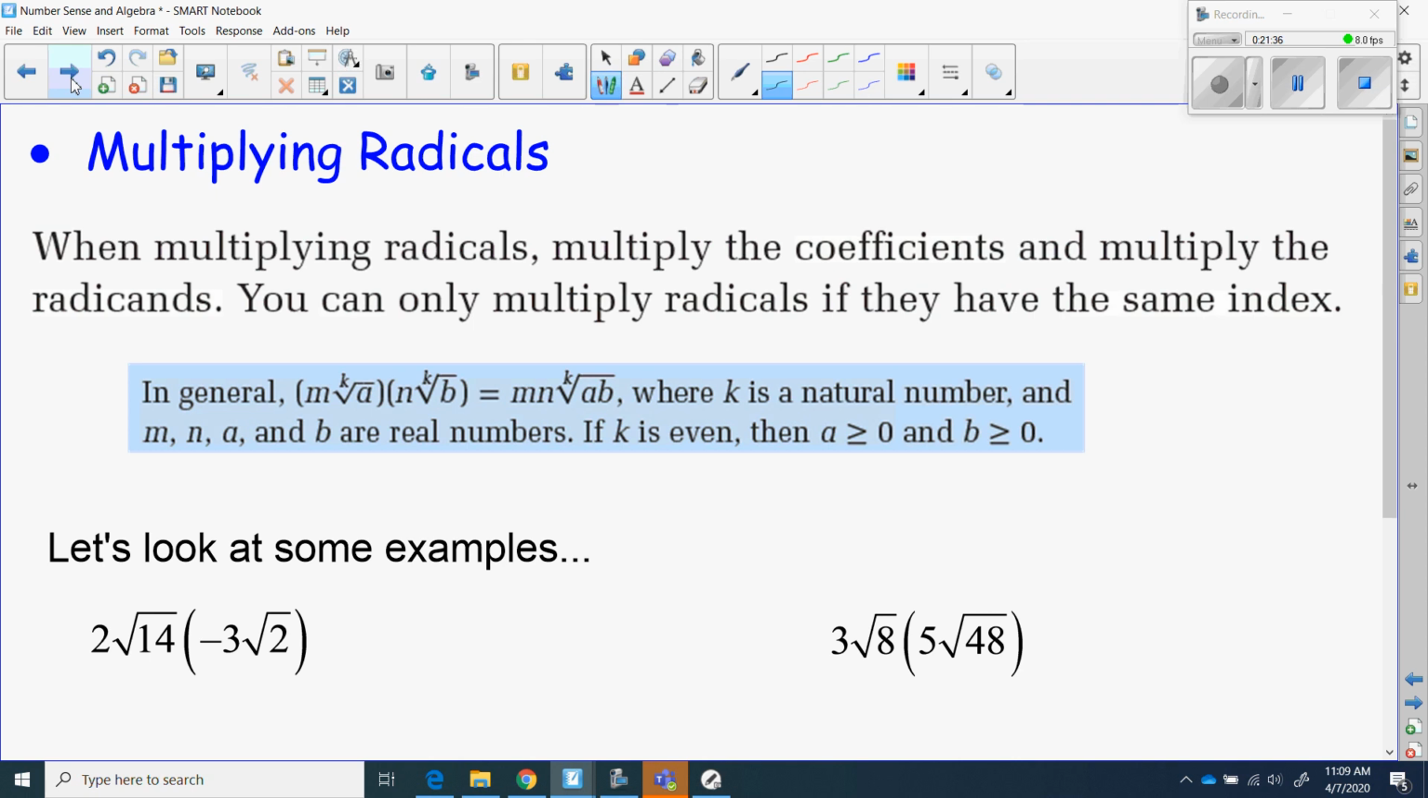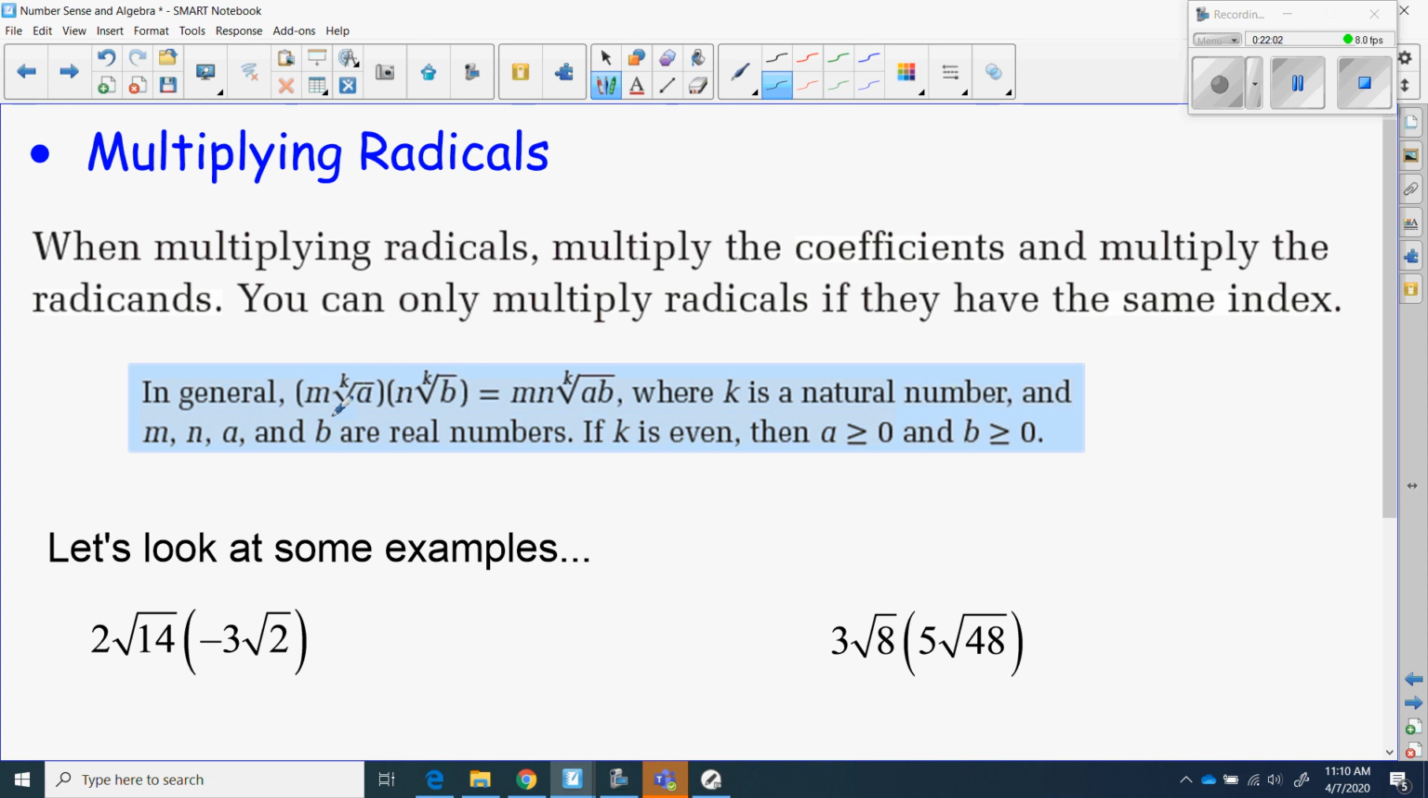So there's basically a property that says if you multiply any two radicals together, the indices, the index here and the index here, have to be the same. That's basically saying you can't multiply a square root by a cube root or a fifth root by a seventh root. It has to be a cube root by a cube root or a square root by a square root. They have to have the same index. And if they do, it's actually pretty easy.